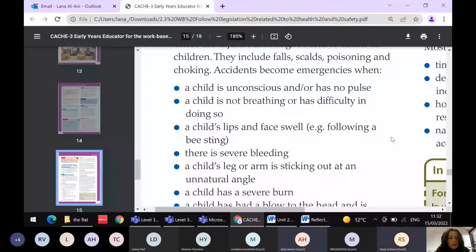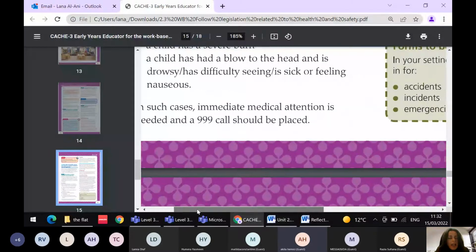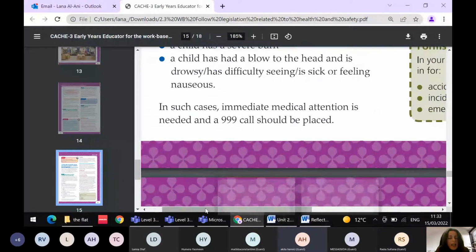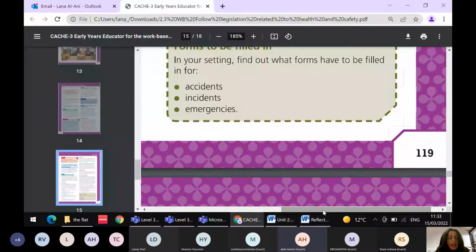So what would you do when these types of accident happen? Obviously call 999. First of all, you need to inform your manager, and then you will be calling 999 to bring the ambulance. So this is what's happening. So how can you complete records in the event of an accident?